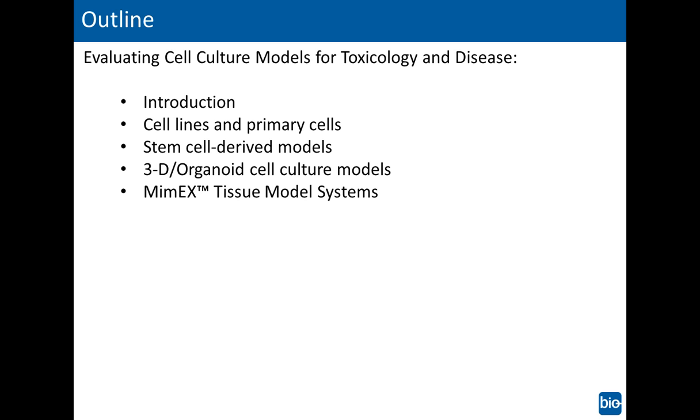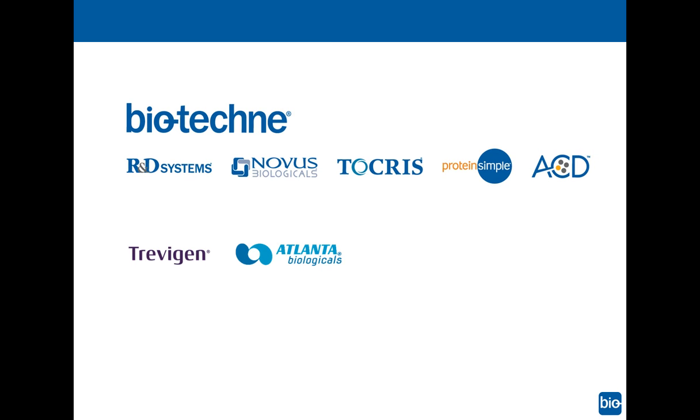So I'm going to start by providing an introduction about models that are currently being used and why they're being used, and some improvements in the field that need to be thought about when deciding on a model. And then I'll walk through cell lines and primary cell models and their benefits and challenges. And then I'll talk extensively about the use of stem cell-derived models and some of the considerations and tools that Bio-Techne has that can help improve efficiency for your research. And then I'll hand it off to Kevin, and he'll expand in more detail on 3D and organoid cell culture model systems and present to you an innovative model that we've developed in-house called the MimEX Tissue Model Systems.